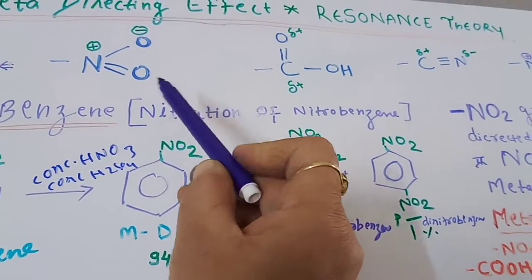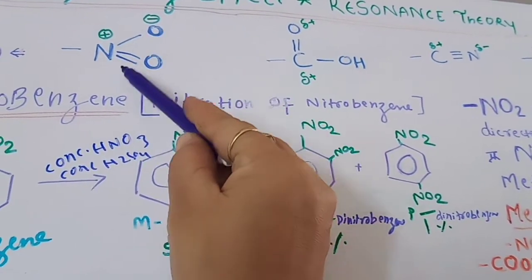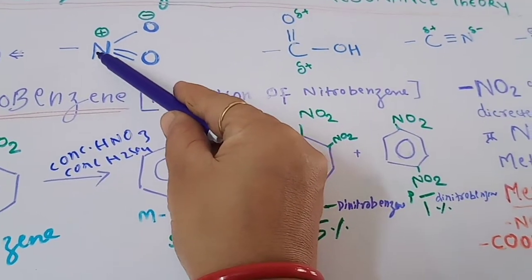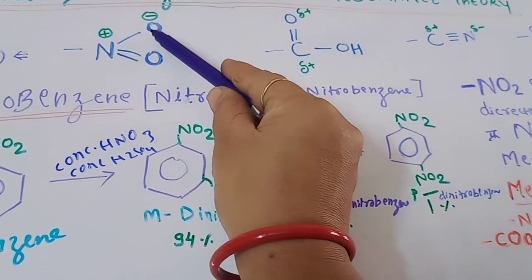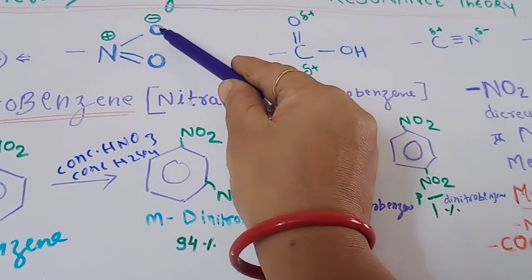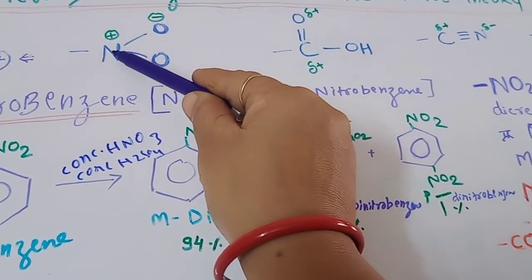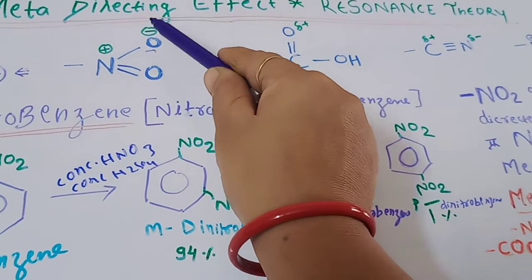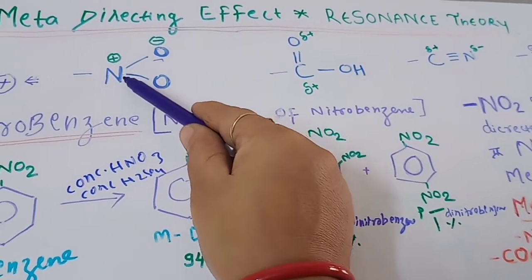As we know, the nitro group, NO2, has nitrogen as the key atom, and it is attached to a highly electronegative atom. So what will this oxygen do? It will pull the electrons of the nitrogen towards itself. So oxygen will get the negative charge and nitrogen will get the positive charge.